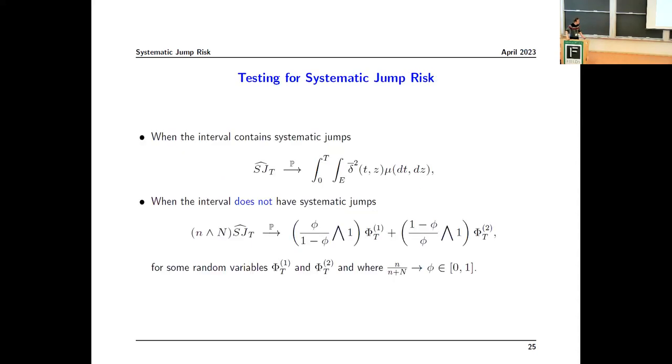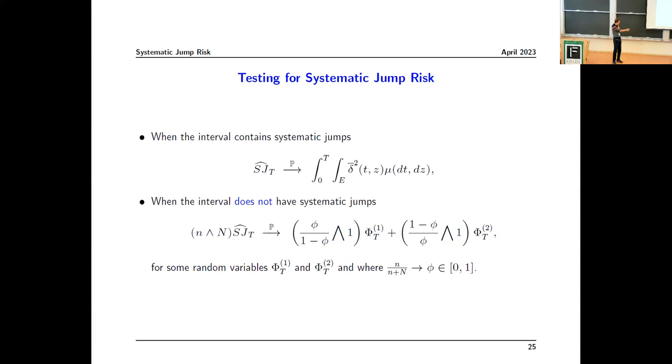With this, a lot of this high frequency literature has been dealing with the problem of how you test for this systematic jump risk. I can measure this, but you can also be interested in whether this thing is statistically different from zero, or whether it's just picking up garbage. You can develop the test. It's a little bit trickier, so I'm not going to spend time on that. In the interest of time, I will skip this and go to the application.